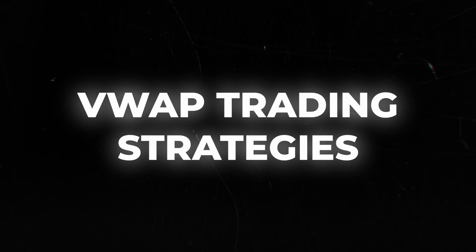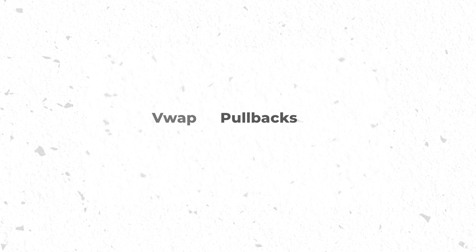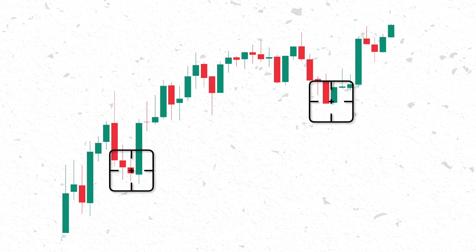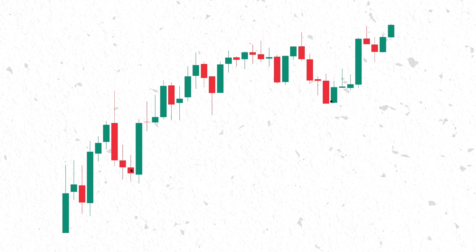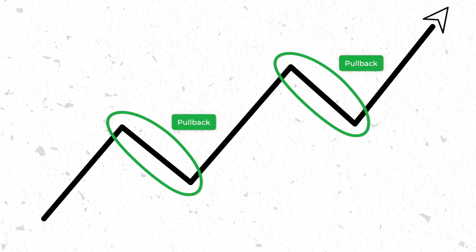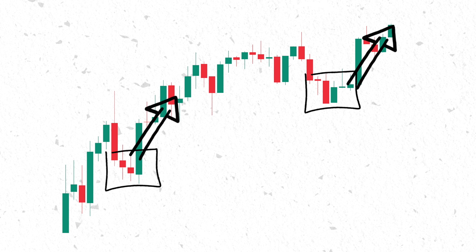VWAP trading strategies. Strategy number 1: VWAP pullbacks. As the name suggests, the first strategy is based on entering the trend on pullbacks. A pullback is a temporary pause or a slight reversal that occurs against the trend. In a healthy trend, these pullbacks present a great opportunity to enter the existing trend.